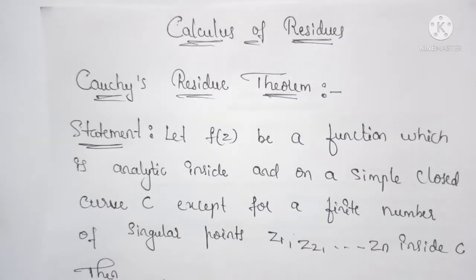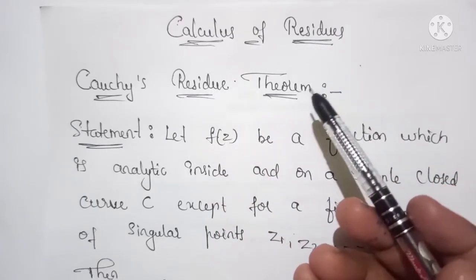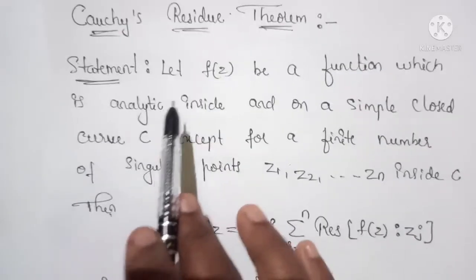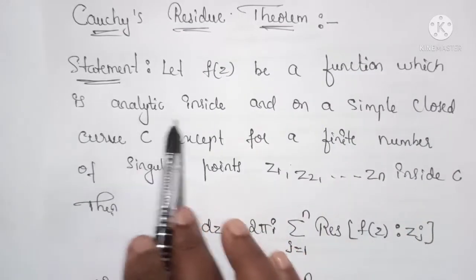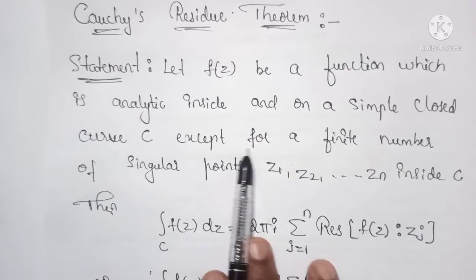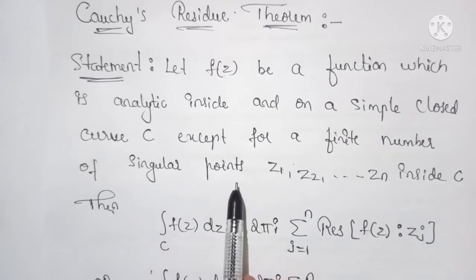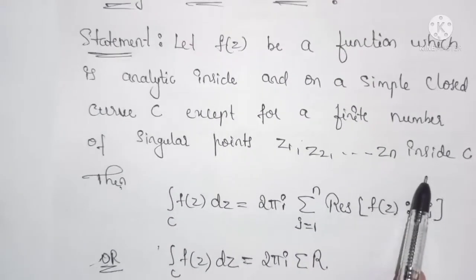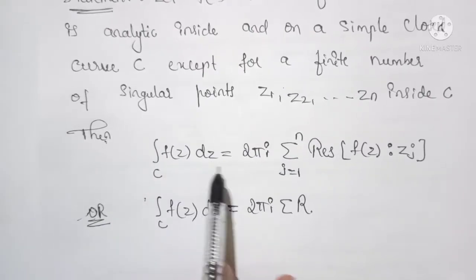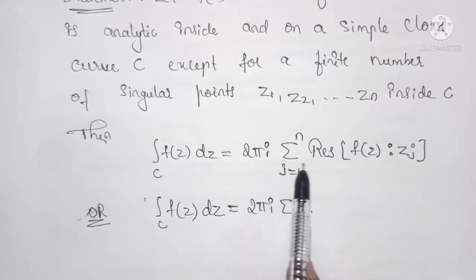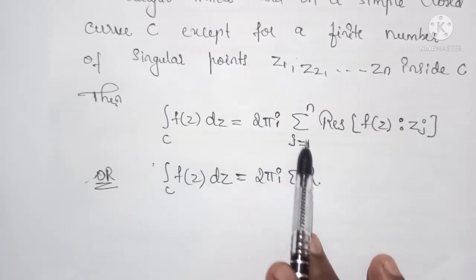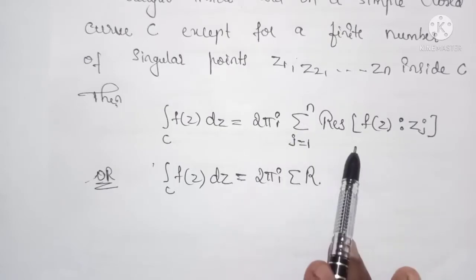In this video we will continue the calculus of residue. First, Cauchy's residue theorem statement: let f of z be a function which is analytic inside and on a simple closed curve C except for a finite number of singular points z1, z2 and so on up to zn inside C. Then the integral over C of f of z dz is given by 2 pi i times the summation of residues, that is, j equals 1 to n, the sum of the residues.